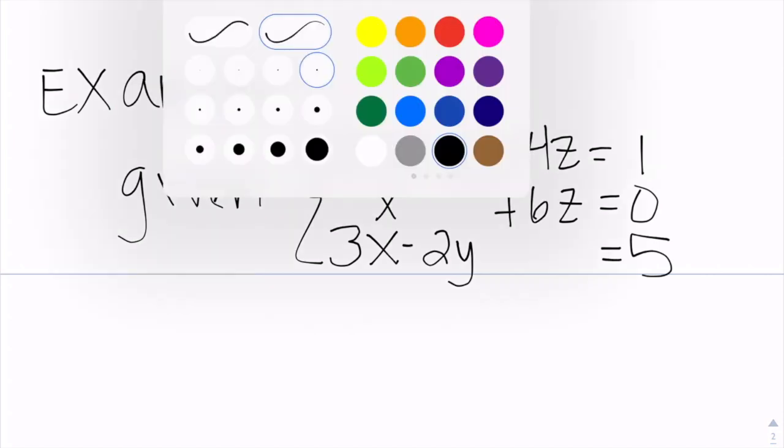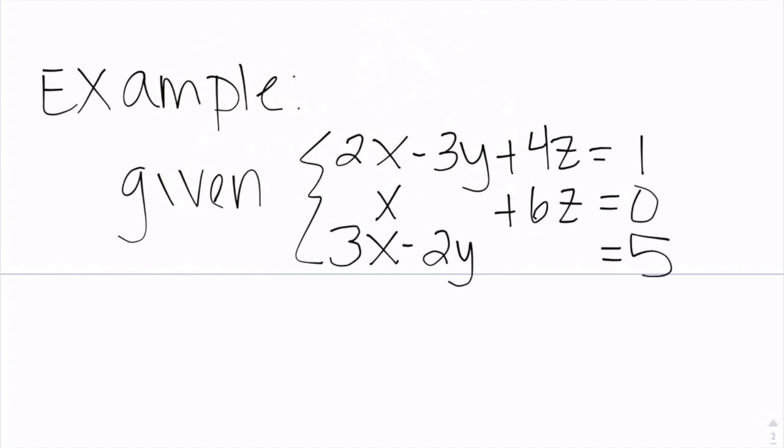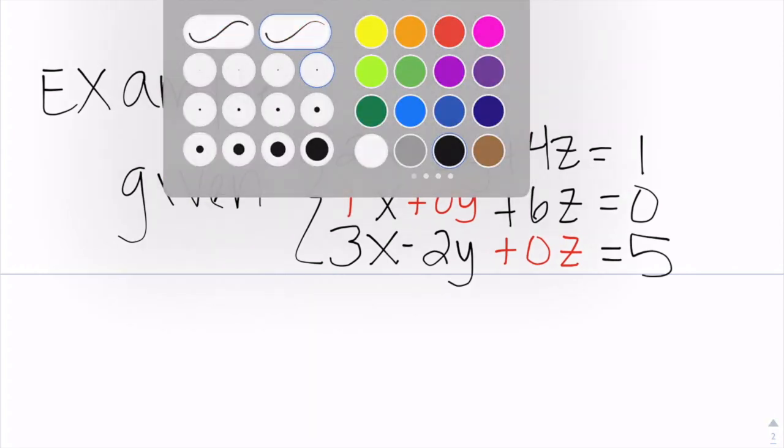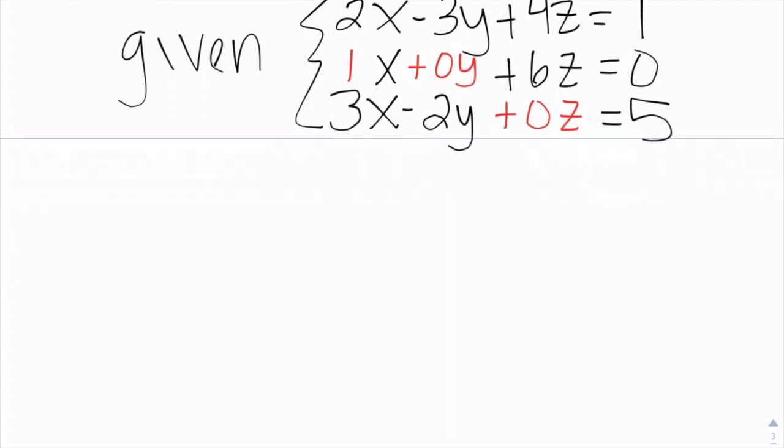And so I'm going to fill those in here now. So it's going to be a plus 0y plus 0z. And remember, there's an unwritten 1 in front of the x. And so now we're going to create our matrices.